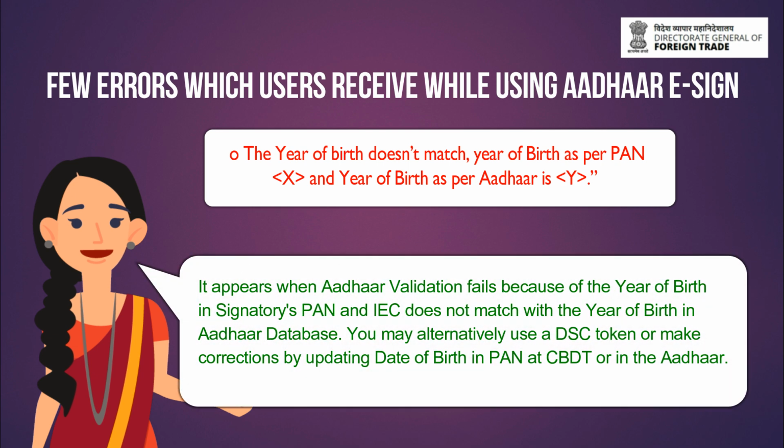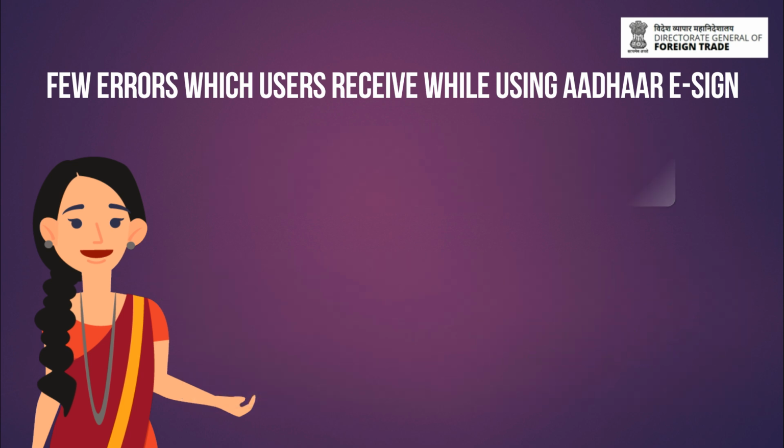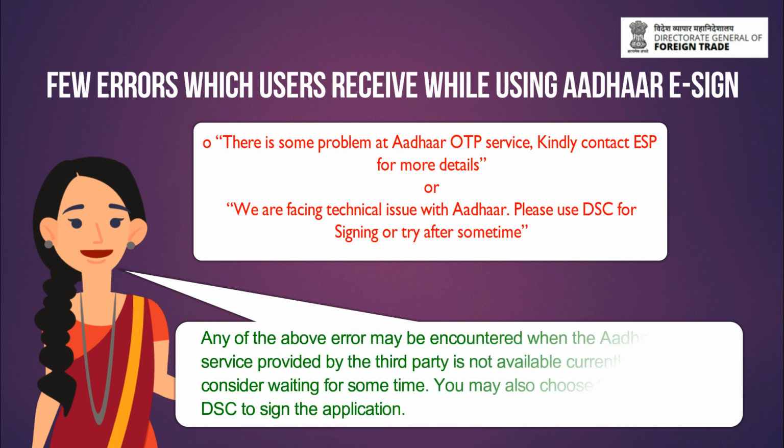This message is seen when Aadhaar validation fails because of the year of birth in signatory's PAN and IEC does not match with the year of birth in Aadhaar database. You may alternatively use a DSC token or make corrections by updating year of birth in PAN at CBDT or in the Aadhaar.